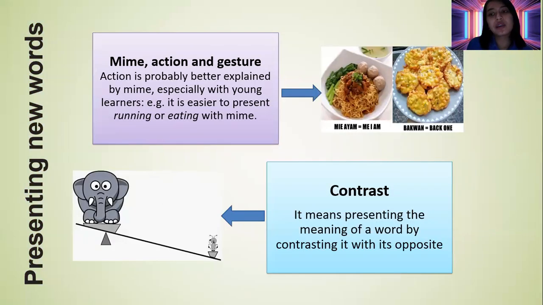And for the next, mime, action, and gesture. Action is probably better explained by mime, especially with young learners. For example, it is easier to present running or eating with mime. The teacher can establish a common gesture for a certain concept. For example, for the past tense, a hand jerked over the shoulder.